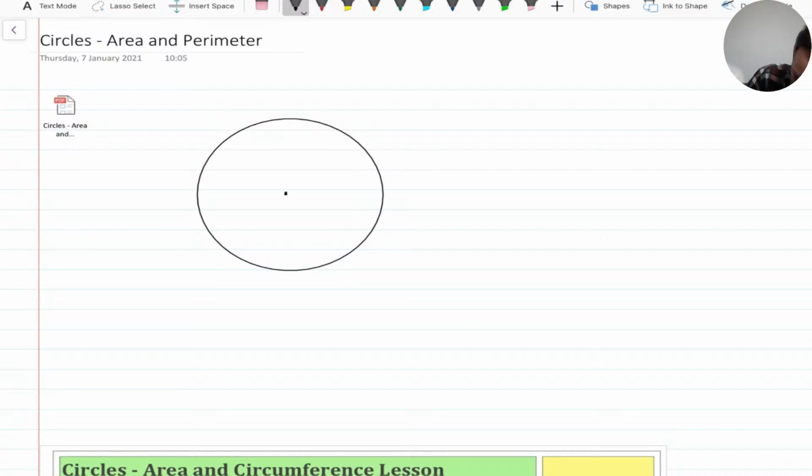Okay. So this is a circle. So make sure you draw the circle. So from the center to the edge of a circle, this is called a radius. So draw this down. This here is called a radius.